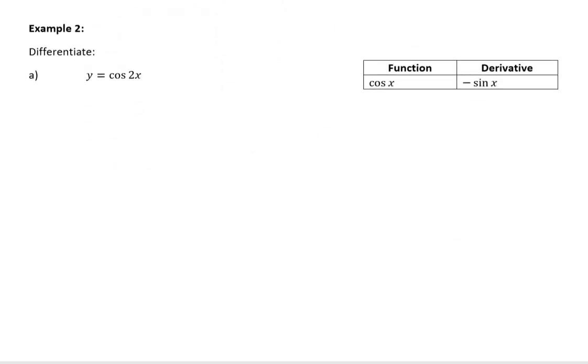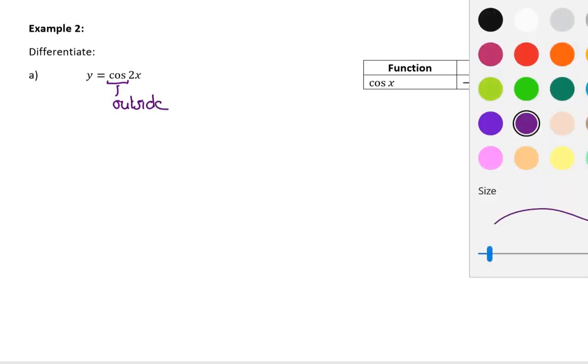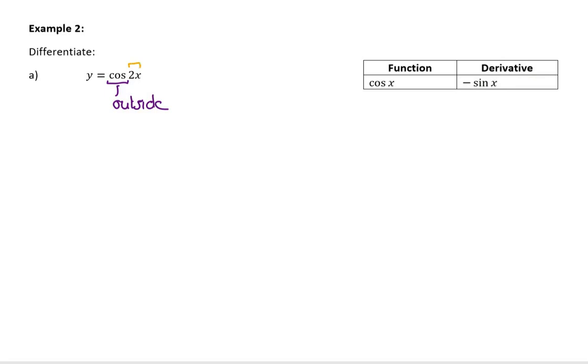Our second one here says differentiate y is equal to cos 2x. So exactly the same idea. My cos is my outside function, and the 2x is my inside function. So this is very similar to the sine one. So y dashed in this case, and what does the chain rule say? It says differentiate the outside function, so cos x differentiates to negative sine x. So this is negative sine 2x. Remember, leave the inside function alone. Multiply by the derivative of the inside function, which is 2x, and so that's 2.